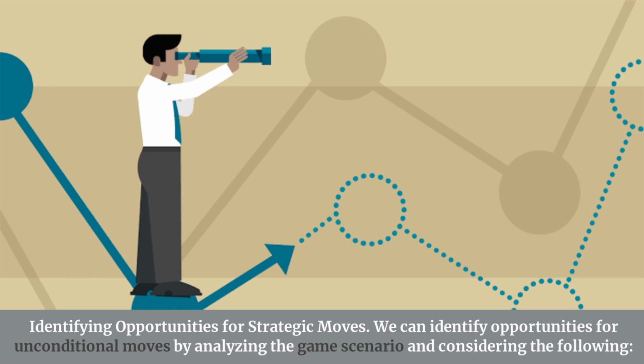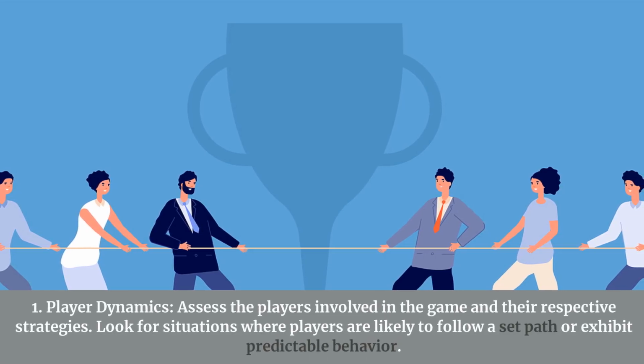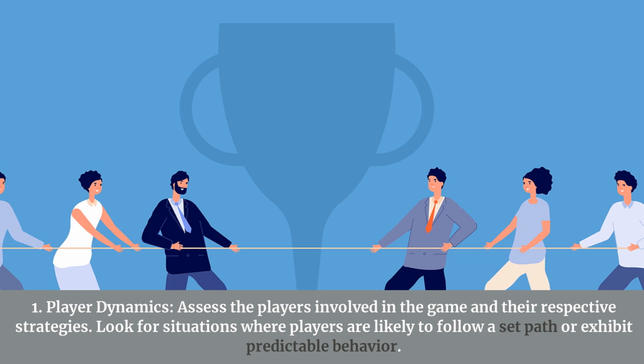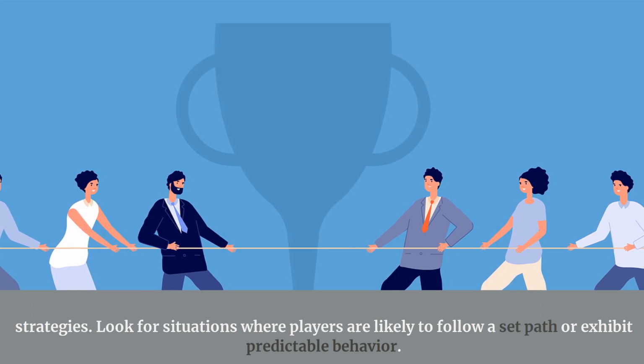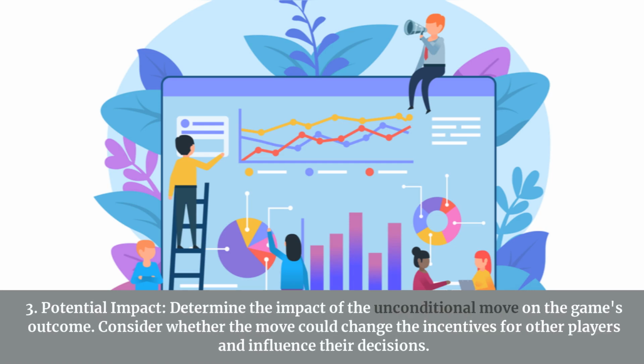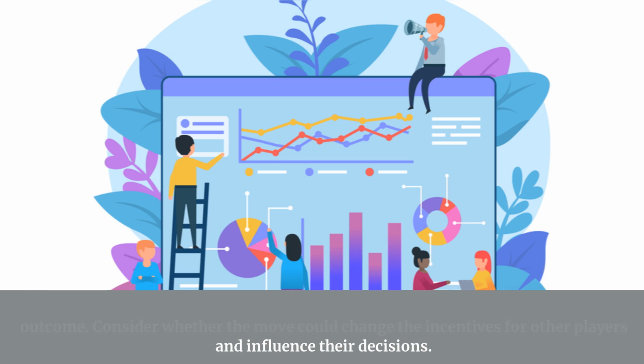Identifying opportunities for strategic moves. We can identify opportunities for unconditional moves by analyzing the game scenario and considering the following. 1. Player dynamics. Assess the players involved in the game and their respective strategies. Look for situations where players are likely to follow a set path or exhibit predictable behavior. 2. Strategic positioning. Consider the strategic position of the players and identify scenarios where a proactive move can create an advantage. 3. Potential impact. Determine the impact of the unconditional move on the game's outcome. Consider whether the move could change the incentives for other players and influence their decisions.